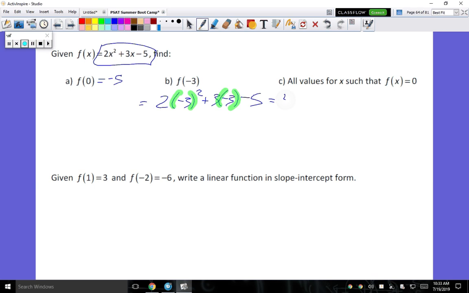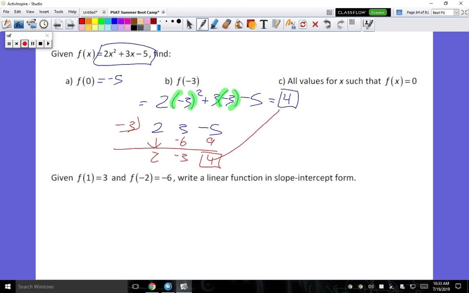It's 4. And if we did synthetic substitution, which I would do, 2, -6, -3, 9, 4. It's still the same thing. It works with small numbers the whole time, and you never really have to go big, even if it's cubed or to the 4th. Find all the values of x such that the answer right here is equal to 0.